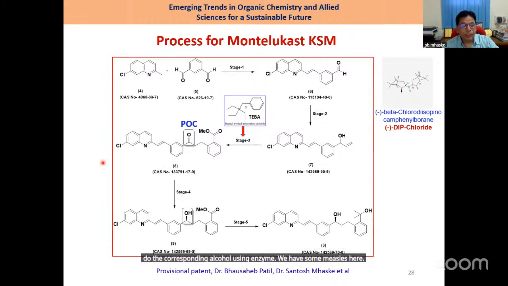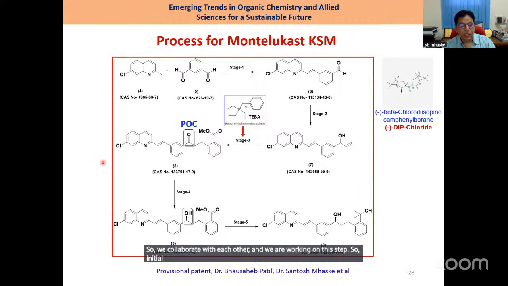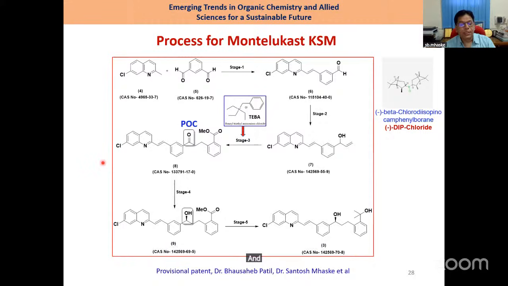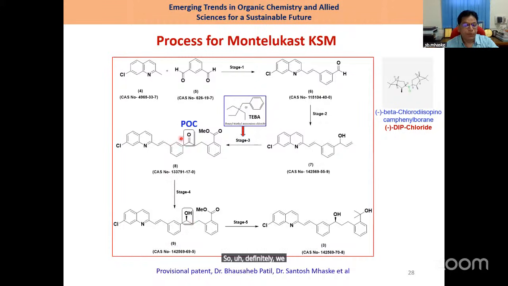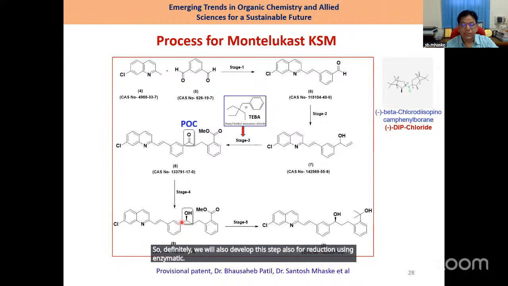So we collaborate with each other, and we are working on this step. Initial results are promising, and already there is an enzyme from Codexis's company. However, they control the price, and some Chinese companies have also developed these enzymes for such asymmetric reduction. However, reliability is a little concern. So definitely we will also develop this step for reduction using an enzymatic catalyst.